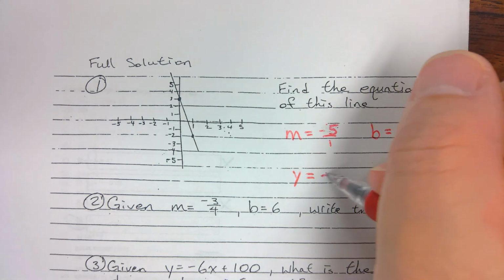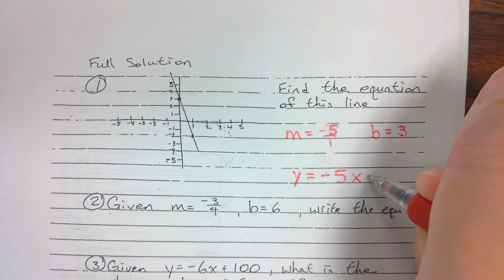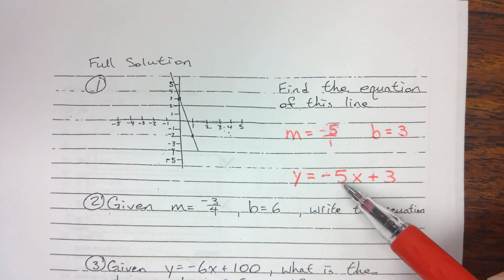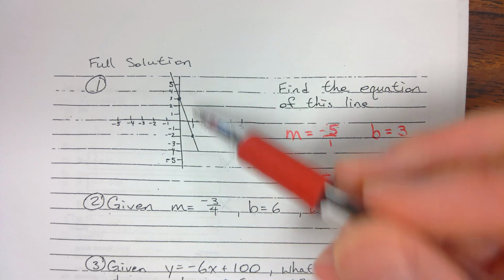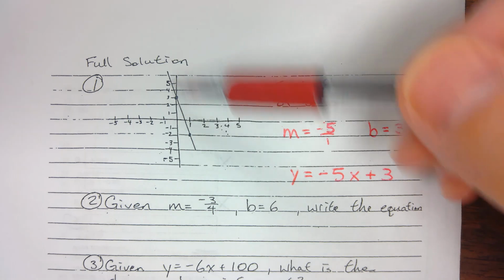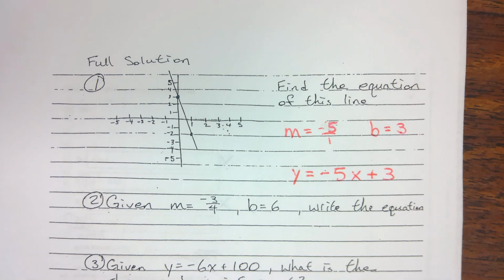Elisa? Plus 3. That's it. Good. So simplify. I don't need the over 1. And make sure you count carefully. When you go down, you're going down 5. And also, direction of the line. You know that it's negative.